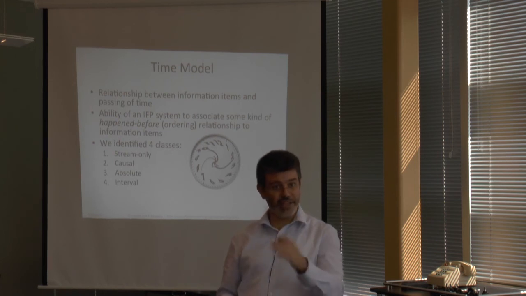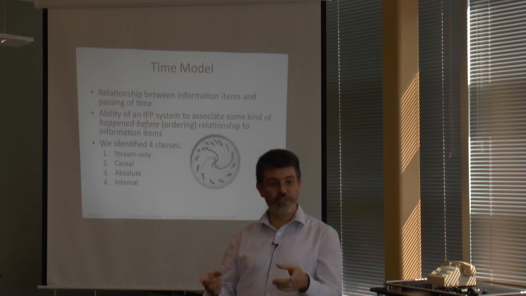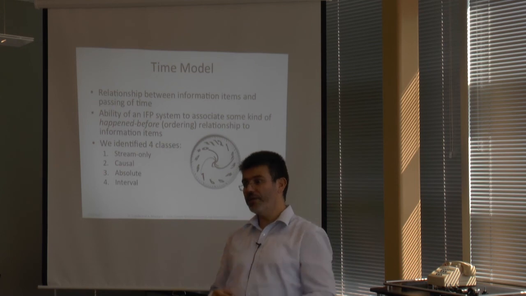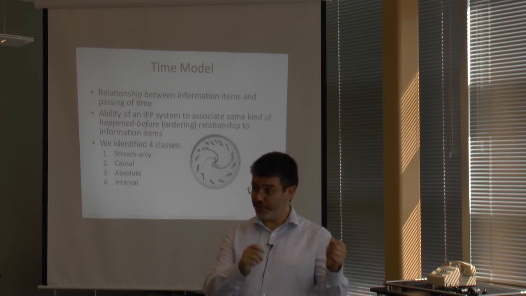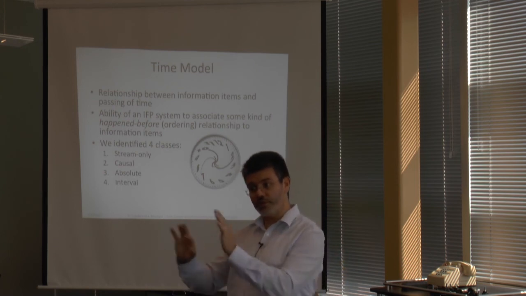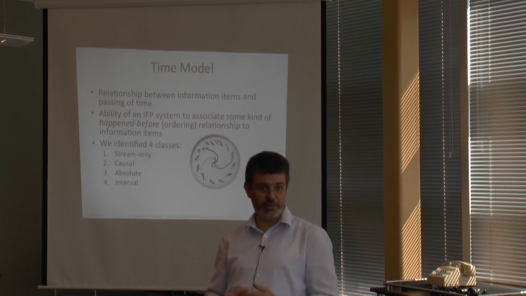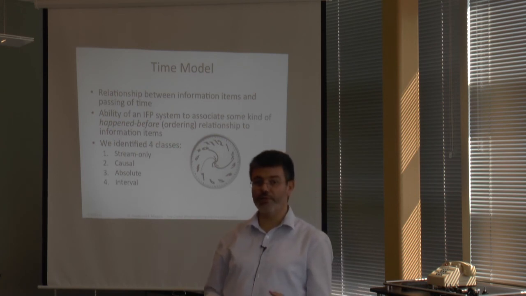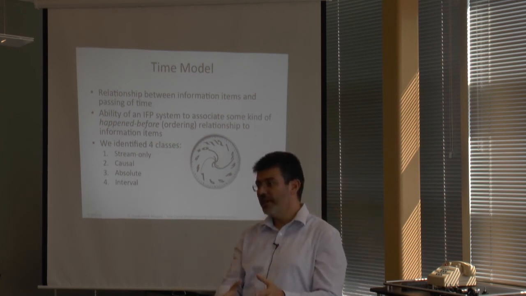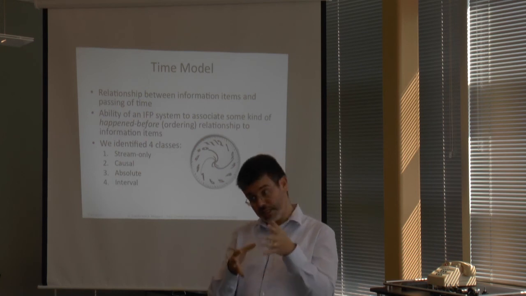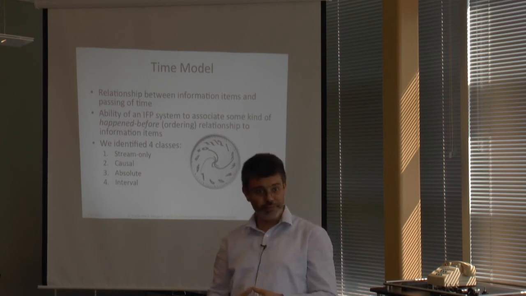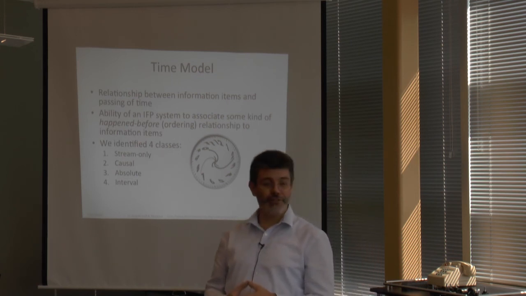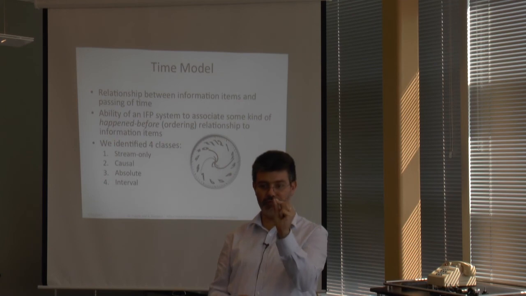So I got an A, I got a B, and the rule says if you have an A followed by a B, generate a C. So when I put C, I also say I generated C out of A and B. And I push forward a sort of partial order that is used by the engine. That is what causal means. Absolute is the way you want the engine to work. So data comes with time, and I use the time which comes with the data to tell what it should do.